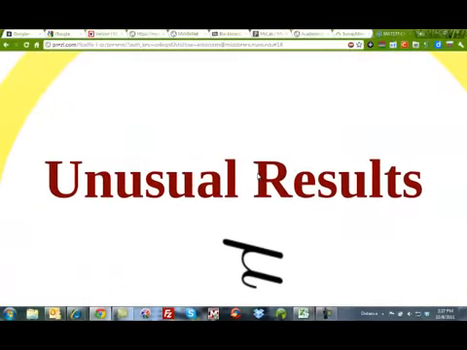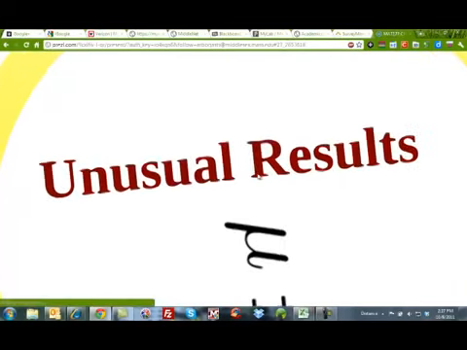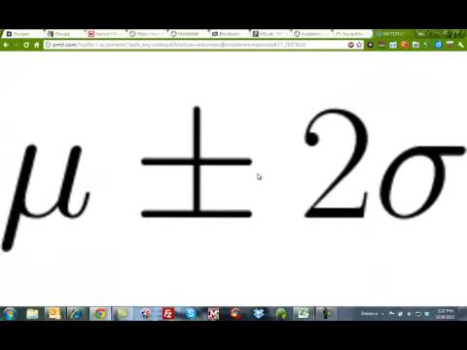Now, we also have unusual results that are going to occur, and those are similar to what we've had with regular numbers, where we have the mean plus or minus 2 standard deviations. Anything outside of that 2 standard deviation area is still an unusual value. Okay, and that's really all there is in chapter 5.2.